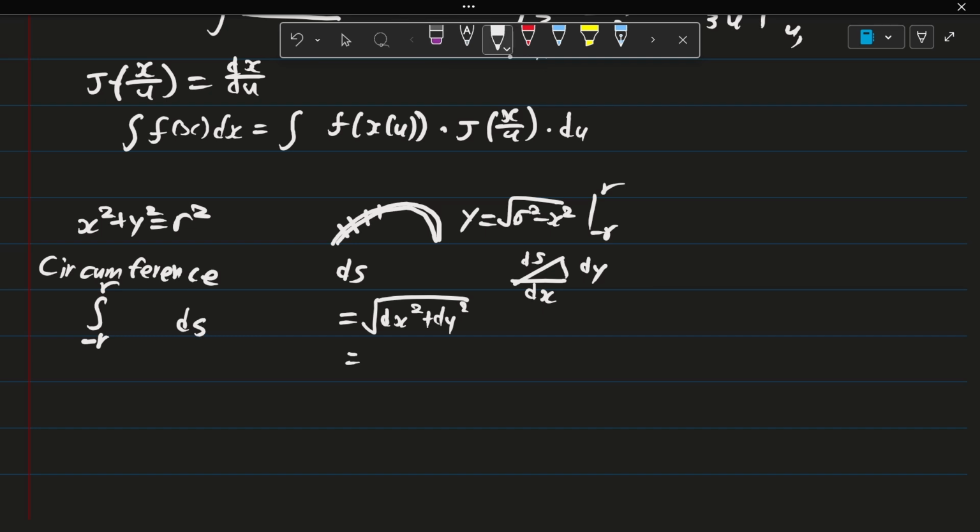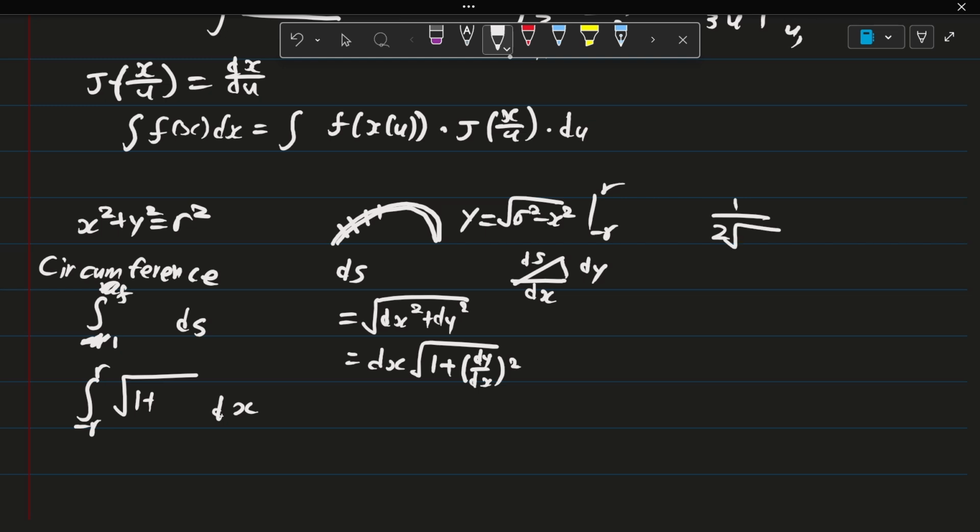So we could just take the dx out. So it's dx times the square root of 1 plus (dy over dx) squared. This goes from negative r towards r, so this is technically the reference starting from initial to final. Or if you have already substituted your ds, it turns out to be this: dx times the square root of 1 plus dy over dx squared, where dy over dx is 1 over 2 times the square root of r squared minus x squared, times negative 2x. So this is x squared over r squared minus x squared.